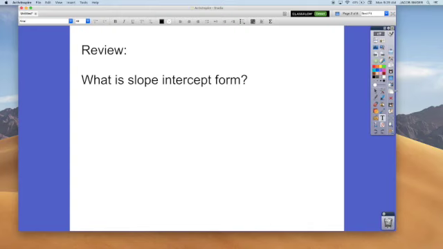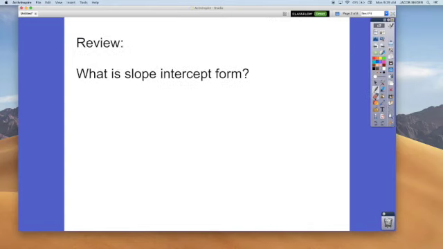What is slope-intercept form, right? So what is it? Well, by now, come on, guys, you have to know this. Slope-intercept form is y equals mx plus b. Okay? So, what does that mean? There are different parts to it, right?